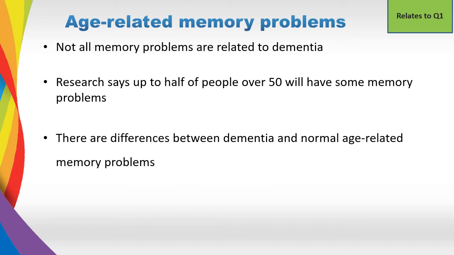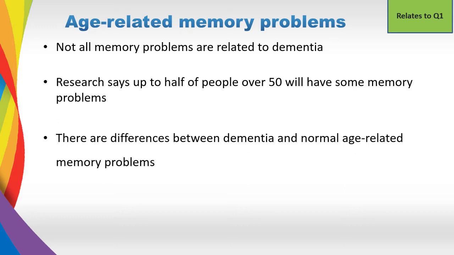Age-related memory problems. So not all memory problems are related to dementia. Research shows that up to half of people over 50 will have some memory problems, but there are differences between dementia and normal age-related memory problems. Again, this is why it is so important that you have person-centred care plans and gather the information from their families, their friends and their informal carers so that you understand what is their normal.